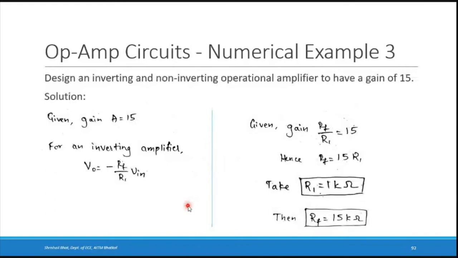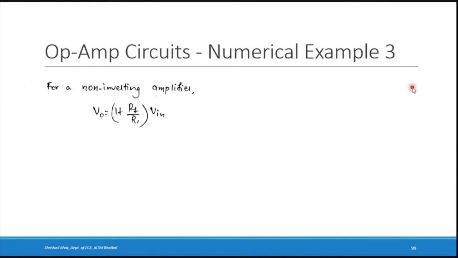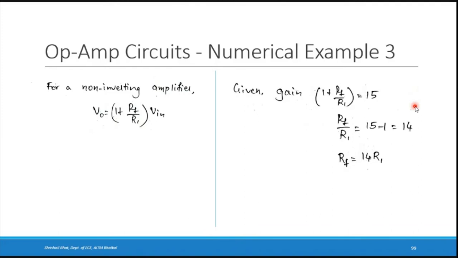There is another thing that is also given: to design a non-inverting operational amplifier to have a gain of 15. So for a non-inverting amplifier, we know the output voltage is equal to 1 plus RF by R1 into Vin, right? So here the gain is 1 plus RF by R1. So if 1 plus RF by R1 is equal to 15, right? If 1 plus RF by R1 is equal to 15, what is RF by R1? RF by R1 is 15 minus 1, that is equal to 14.